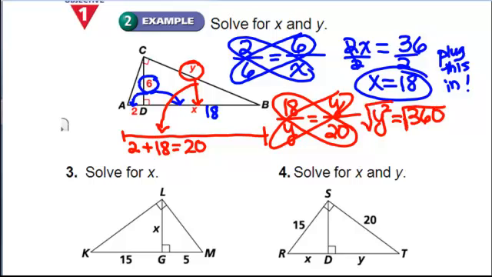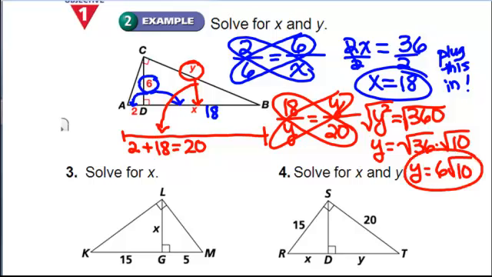Unfortunately, 360 is not a perfect square. You have to break it down into the perfect squares. The nice thing about this problem, I see a 36 immediately. So 36 times 10, and 36 is my perfect square. So I get 6 square roots of 10. And I have my value of y. Okay, let's do 2 more examples and I will be done.